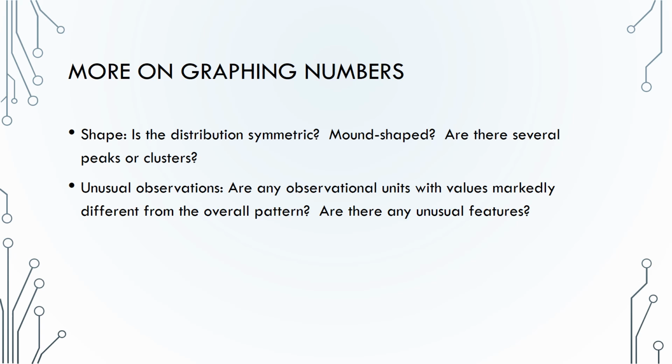The last two aspects of a distribution of a quantitative variable to discuss are the shape of the distribution and if any unusual observations exist. When we're discussing the shape of the distribution, we want to answer the questions: is the distribution symmetric, mound-shaped? Are there several peaks or clusters? This will be discussed in more detail in the next slide.